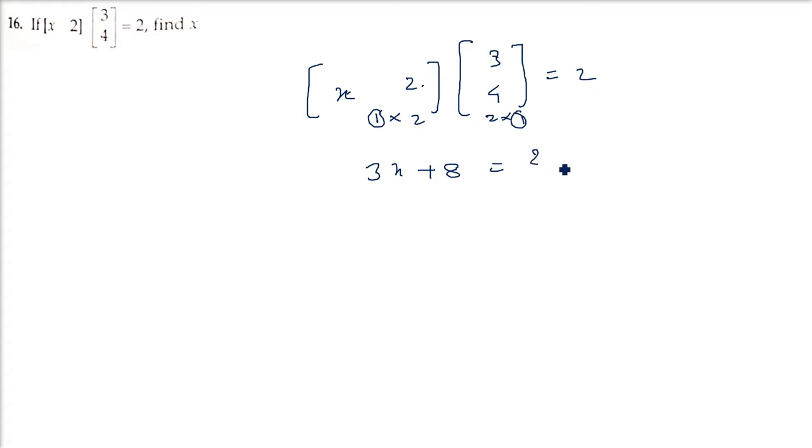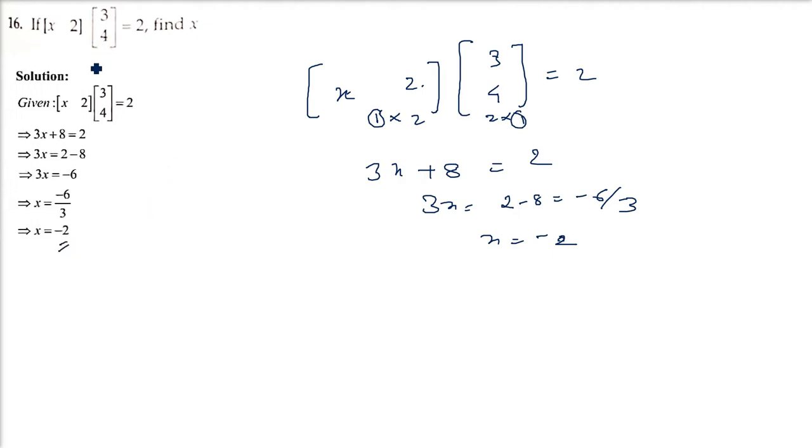3x plus 8 equal to 2. So 3x will be 2 minus 8. That is going to be negative 6. And negative 6 by 3 is negative 2. So x will be equal to minus 2. Okay, this is your answer.